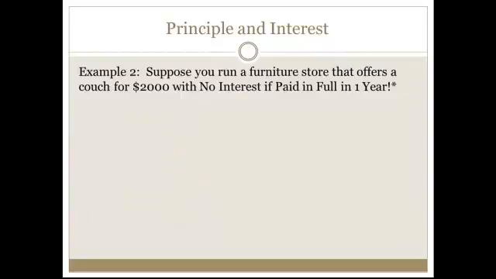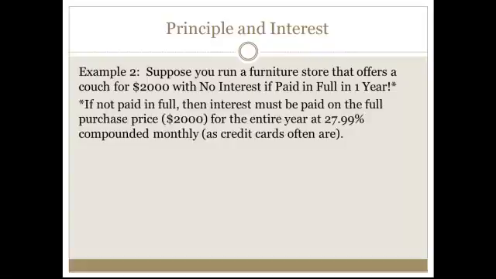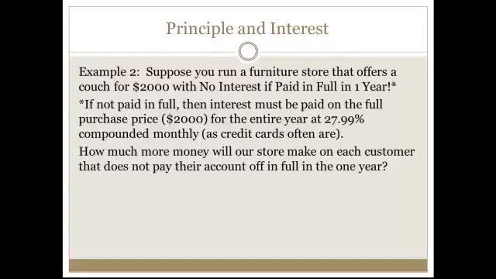In example 2, let's try to understand a common ad. Suppose you run a furniture store that offers a couch for $2,000 with no interest paid if paid in full in 1 year. But what does that asterisk mean? If it's not paid in full, then interest must be paid on the full purchase price, $2,000, for the entire year at 27.99% compounded monthly, as credit cards often are. So how much more money will our store make on each customer that does not pay their account off in full in 1 year?